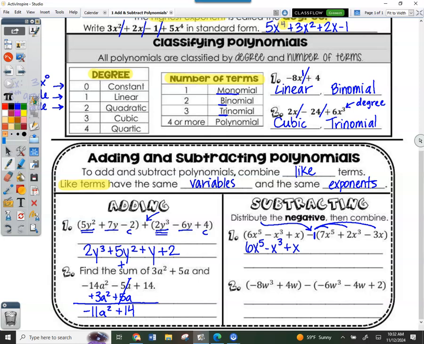It's a sign change. So this is positive 7x to the 5th. It'll become negative 7x to the 5th. This is positive 2x cubed. It'll become negative. This is negative 3x. It'll become positive 3x. And now you can combine your terms. Now I don't want to go underneath and draw 5 lines and 3 lines and all that because then I won't have room. So try to combine it with your eyes.